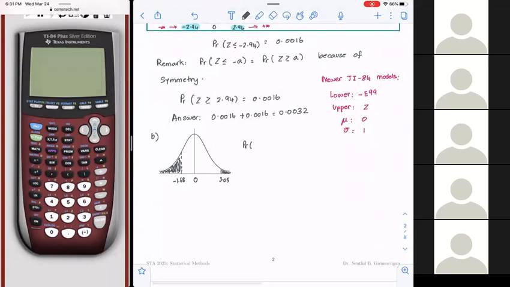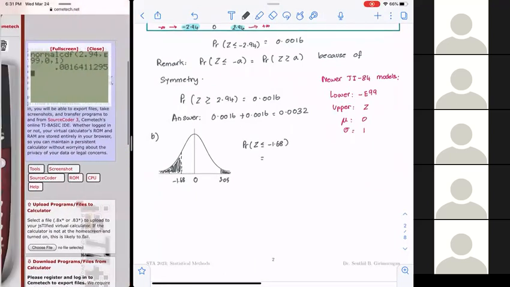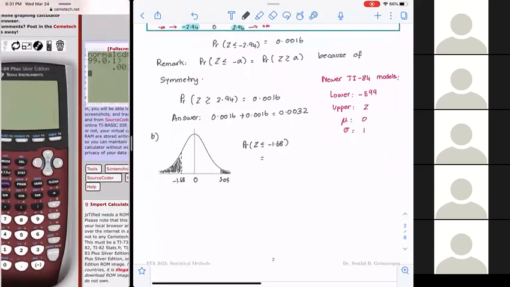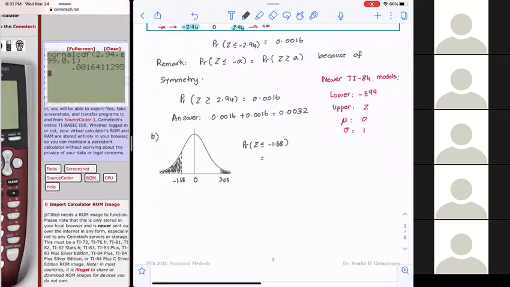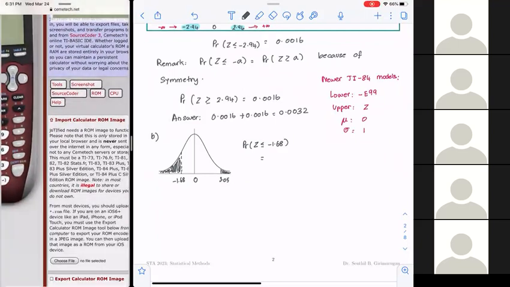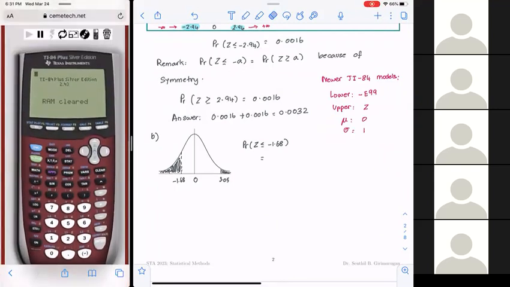So the probability to the left of negative 1.68 is simply the area below negative 1.68.